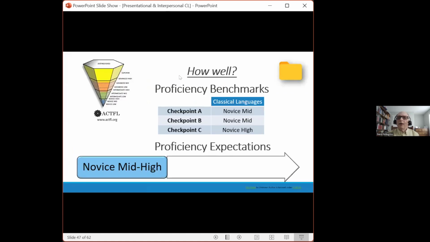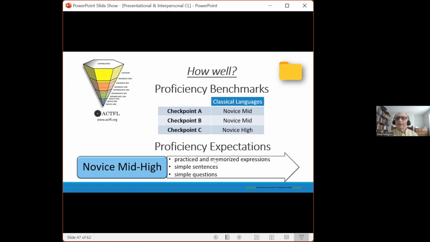So, how well do classical language learners have to perform? For checkpoints A and B, the expectation is novice mid. For checkpoint C, it's novice high. Of course, these are minimum expectations. Depending on the nature of your program, your students may be able to go beyond this.